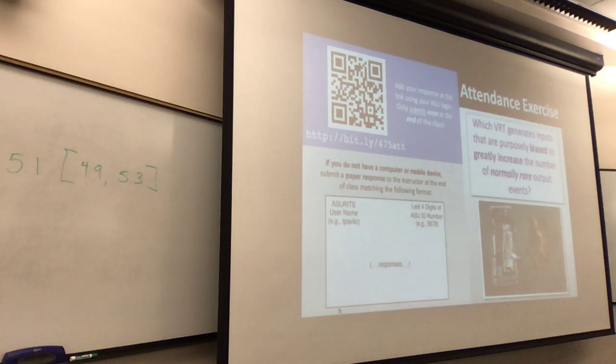All right, so how many people say common random numbers? How many people say antithetic variates? How many people say control variates? How many people say importance sampling? All right, importance sampling is what I was looking for.